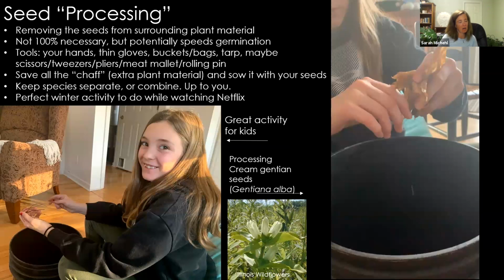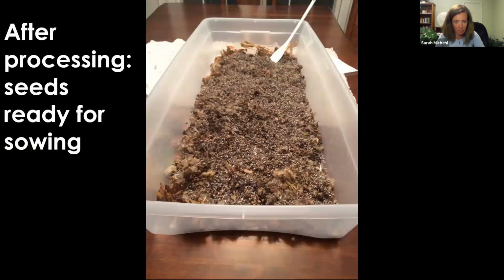Seed processing. All right, guys, you can do as much or as little of this processing as you want. This is literally just the process of removing the seed itself from the surrounding plant structure, the chaff. And I do this over the winter while watching Netflix. And sometimes my kids help me, whatever. Sometimes they don't. Oops, let me go back.